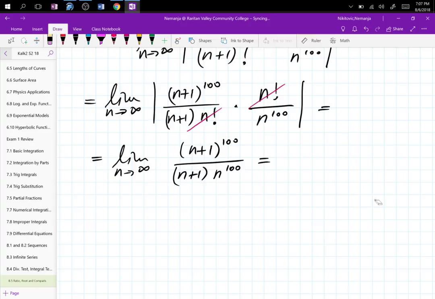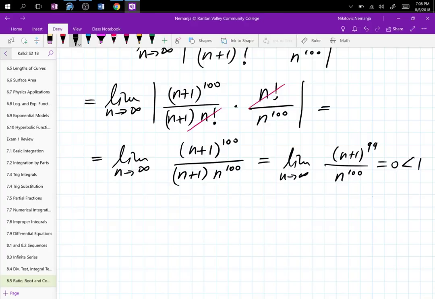Or you can cancel, as you said, which is n goes to infinity, and it becomes n plus 1 to the 99 over n to 100. Again, n on top has 99, n on the bottom has 100, so again, this is equal to 0. Less than 1, converges by ratio test.